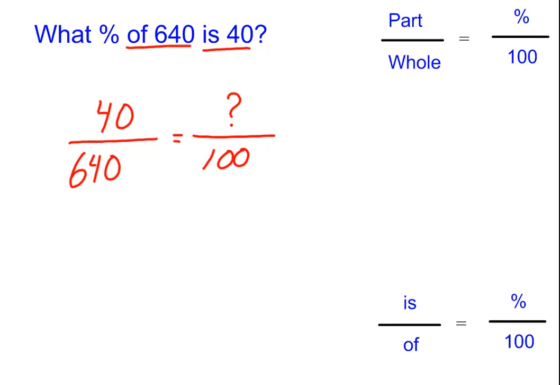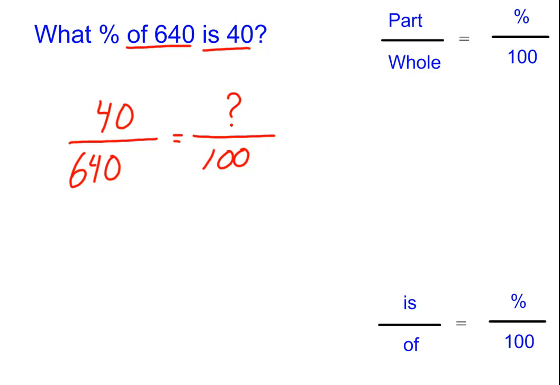So for example, I have $640, and I am going to give Sue $40 of it. What percent am I going to give Sue? That's what this question is asking. So the total amount of money I have is $640, and I'm giving Sue the part of that, which is 40. So let's switch pens here.